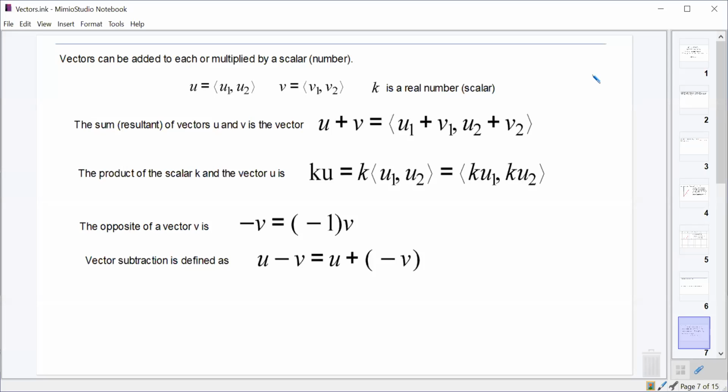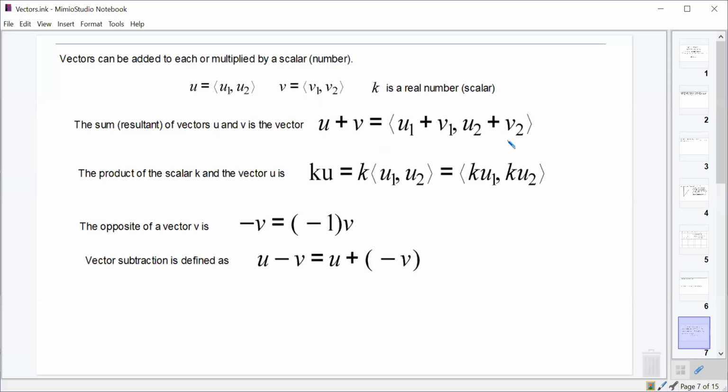So there are properties of vectors that you guys will need to know. The first of which is that you can add two vectors together. Pretty easy, we call it the sum of the two vectors or the resultant of the two vectors. So if we want to add vector u plus vector v, just add the x components of them and add the y components of them.